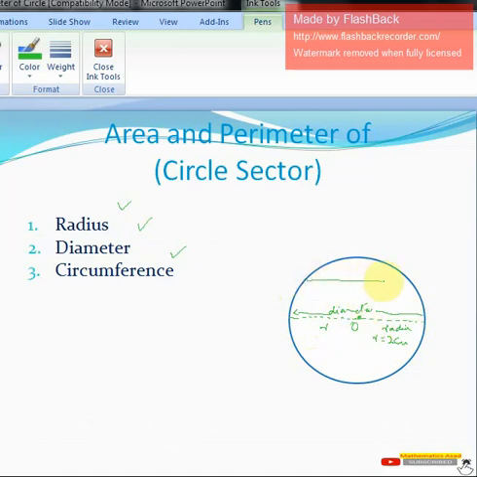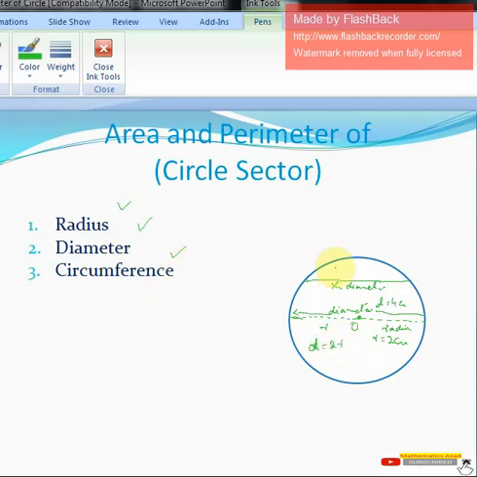These two lines are joining the length of the circle, but this line is not diameter. The diameter is the line which passes through the center and touches the circumference or the boundary of the circle. So radius is there and the diameter is there. If radius is 2 centimeter, diameter must be 4 centimeter, or we can say D is equal to 2R.